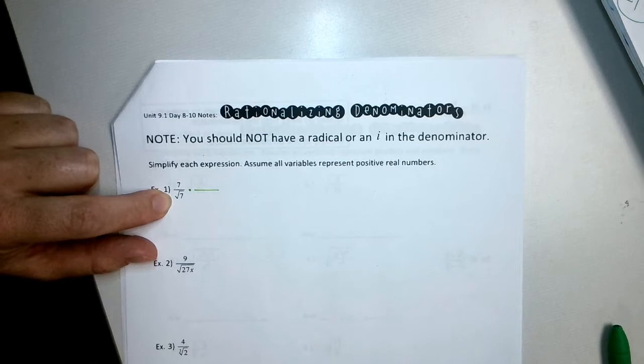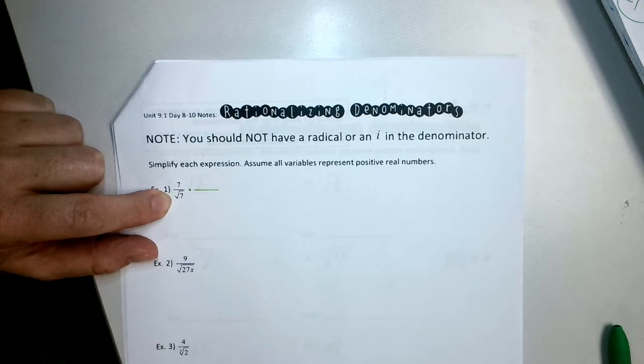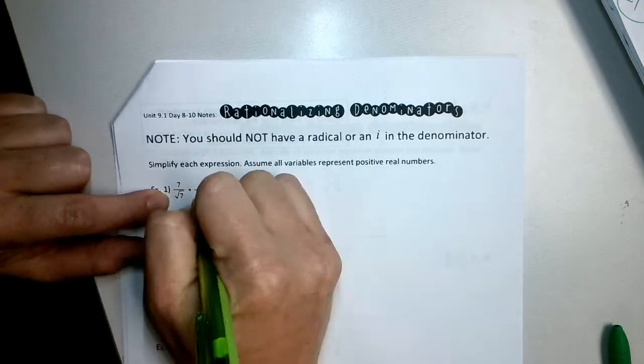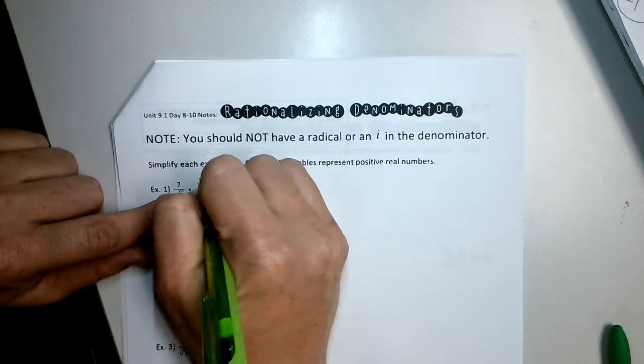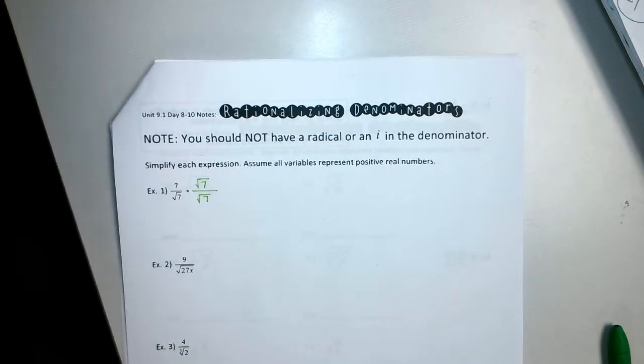We need to cancel that denominator's radical. The way we're going to do that is we need to double it. Multiply it by itself, right? Because then it's squared, and doesn't a square root cancel a squared? Yes, so we need to multiply it by root 7. Now, what I do to the bottom, I have to do to the top because that's what keeps it equal. Okay?